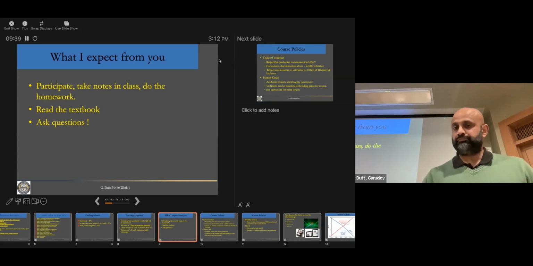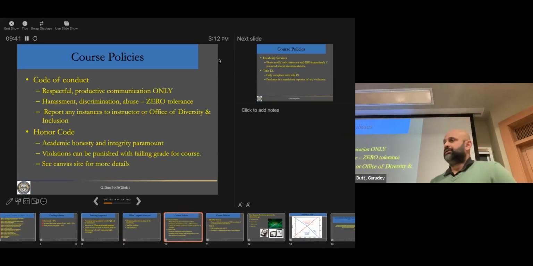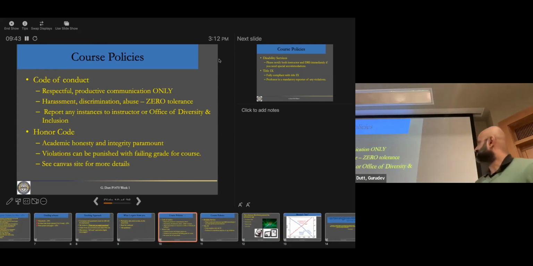Okay, a few course policies, which are outlined on Canvas as well. The code of conduct: obviously, this is a place for exploration and curiosity and asking questions.